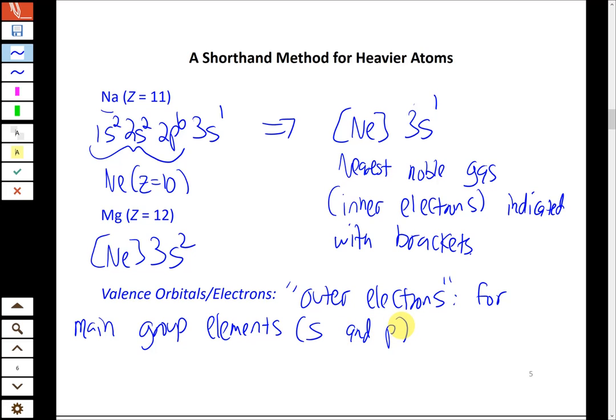So for those main group elements, if we want to define what the valence electrons are, those are going to be the electrons with the highest principal quantum number, s and/or p.